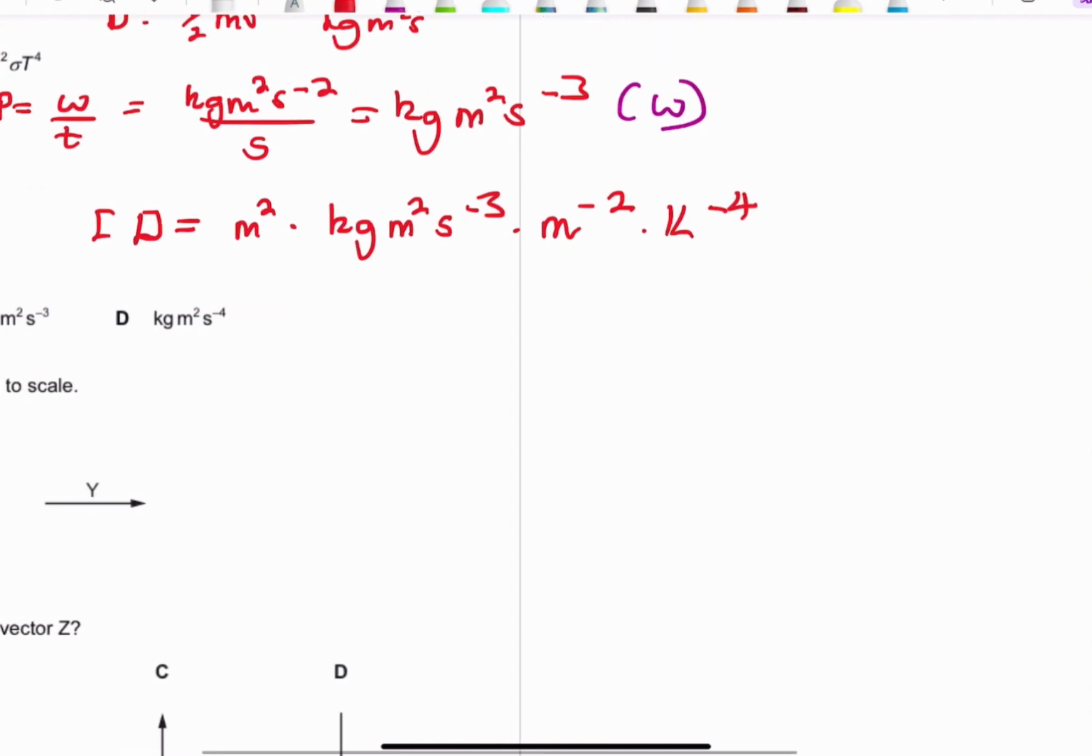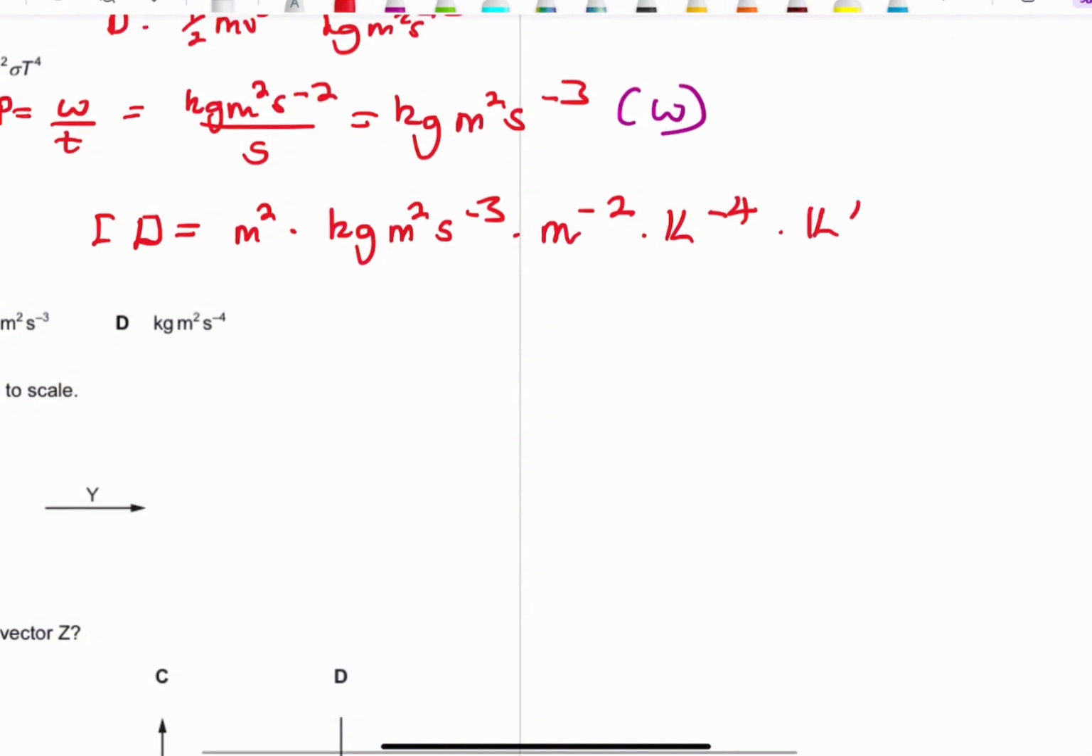And T to the power of 4, temperature is measured in Kelvin, so it's multiplied by K to the power of 4. So these two cancel out, and the 2 and minus 2 cancel out.